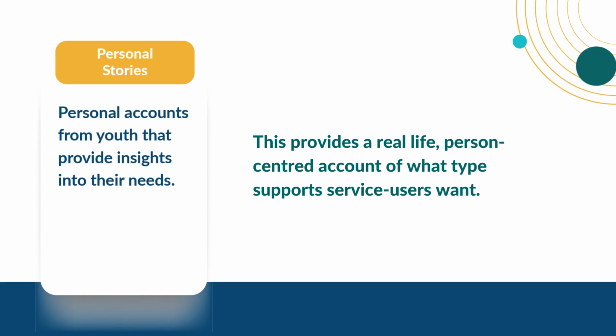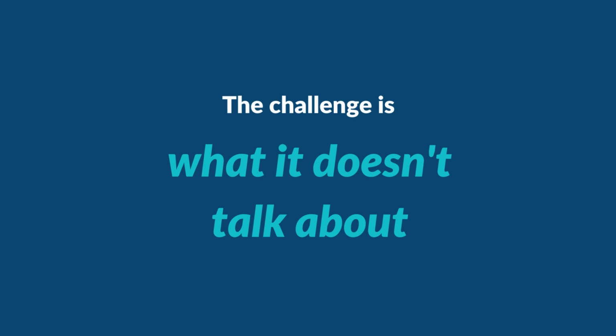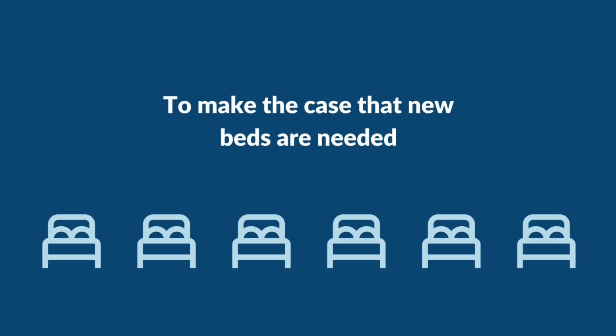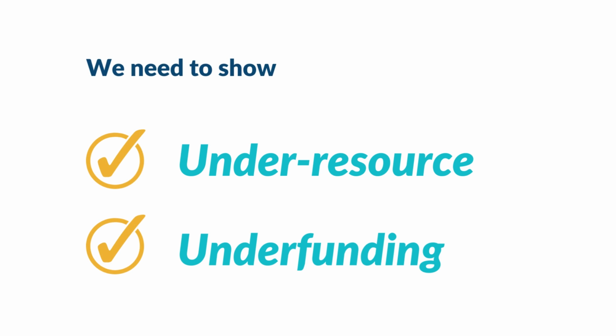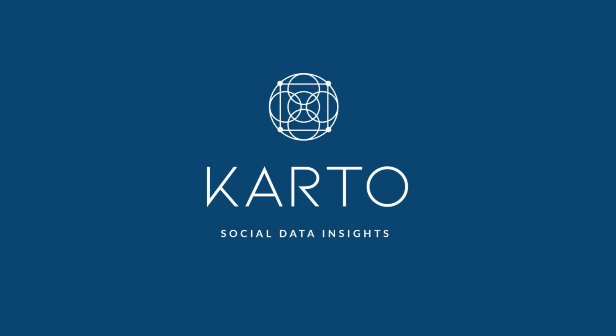Next, there's personal stories. So qualitative data is powerful, particularly when coupled with quantitative data that shows that there's a segment of the population who requires a particular support that is not presently available. The challenge of this is what it doesn't talk about is what already exists in the social infrastructure. So to make the case that new beds or new supports are needed, we need to somehow show that there's an under-resource or underfunding of a particular support within the community. This is where Karto becomes a powerful tool.